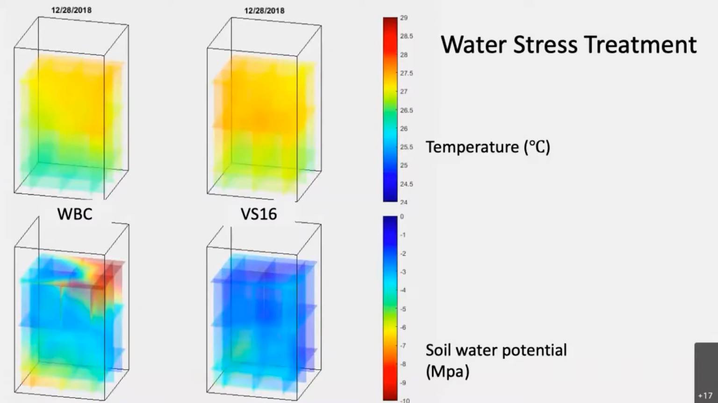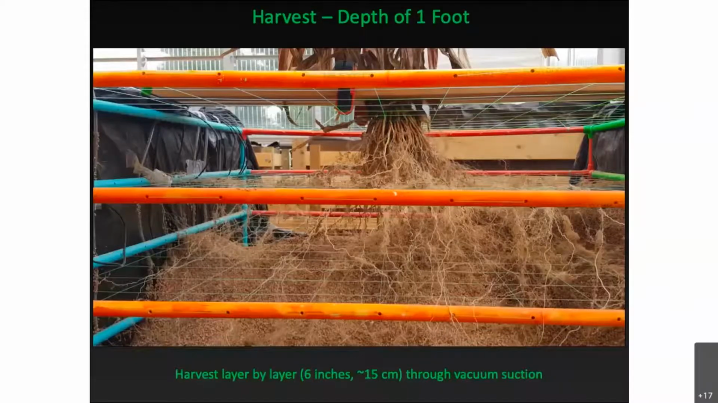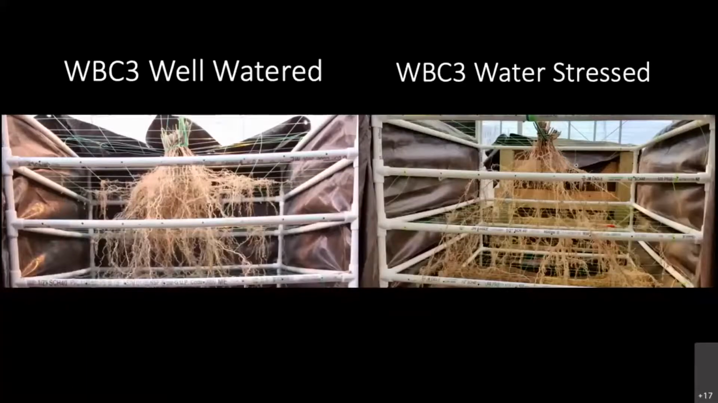These are two switchgrass genotypes, WBC and VS16. And you can see that they're interacting a little differently. They're pulling water out a little differently. We can't see the roots at this point, but at the end of the experiment, we open the side of the container, get a shop vac and maybe some brushes, and slowly remove the turface in this case. It'll be harder with soil, but we'll get there.